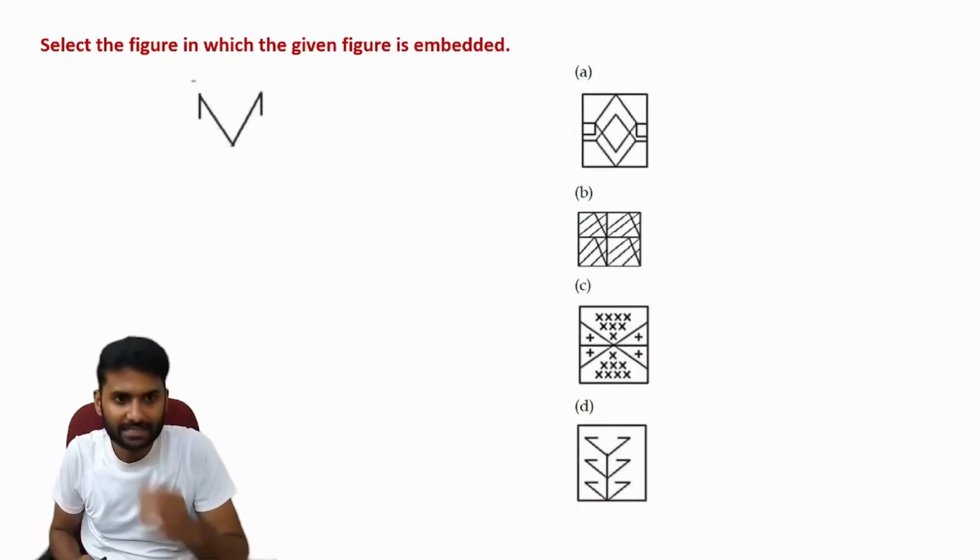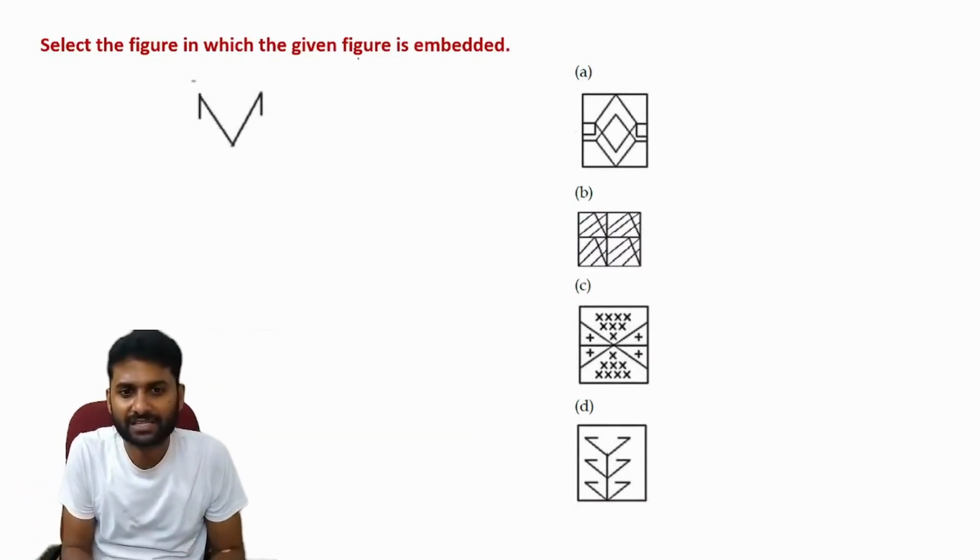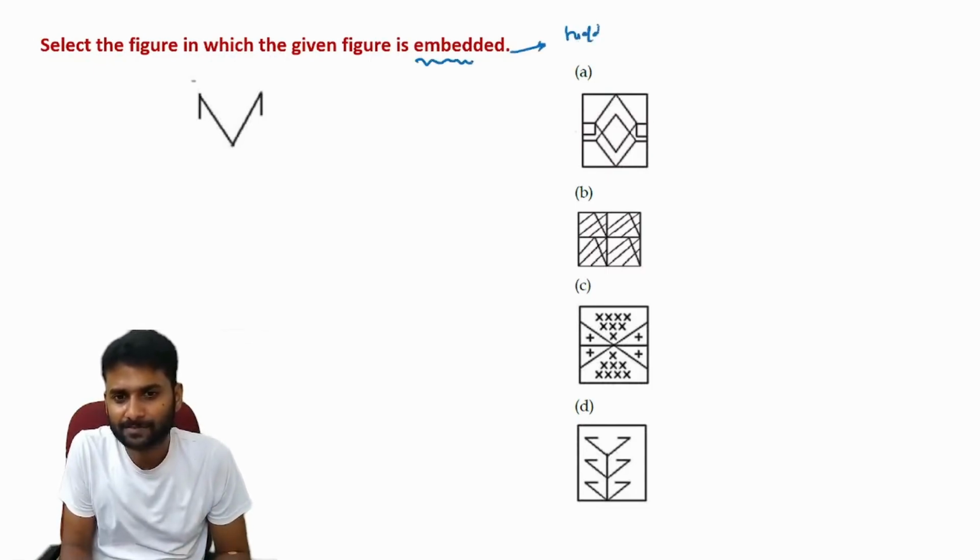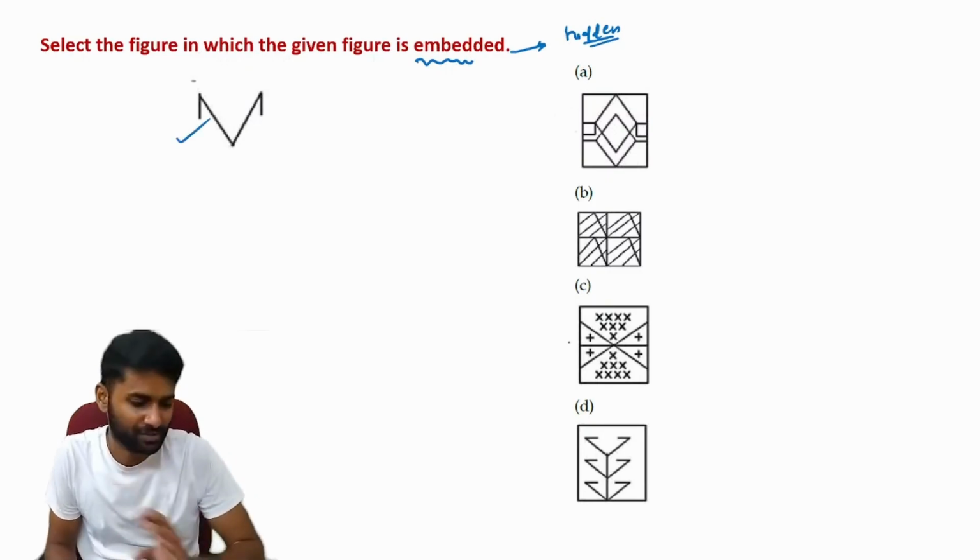Now here the question. Select the figure in which the given figure is embedded. Guys, embedded is all about a hidden figure. So where you can see these respective shapes out of all the four options.